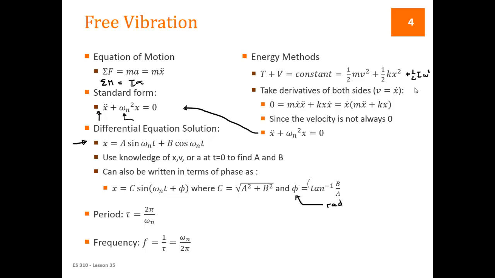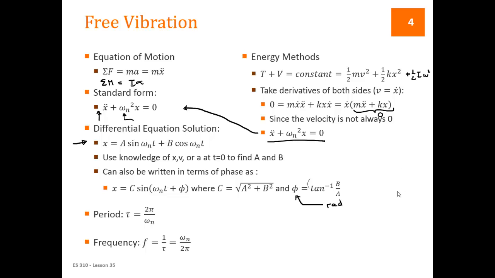Every term in the derivative will have an x dot term. So for example, if we just had the 1/2 m v squared plus 1/2 k x squared, take the derivative, we end up with m x dot x double dot plus k x x dot. Let's factor out the x dot, which is on both sides, and since that's equal to 0, and we know that the velocity is not always equal to 0, then the stuff inside the brackets here is equal to 0. And that can then be written as our standard form. And then based on that standard form, we can find omega n, we can find our expression for the motion, x, we can find A and B and everything else.